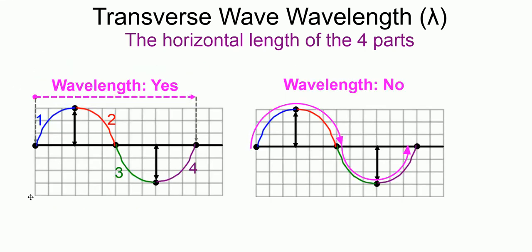Now, it's important to note here what wavelength is and what it isn't. It is this horizontal line that covers these four parts. What it is not is a line that goes along the actual wave itself. See this one traveling along the wave? That's actually called the wave, not the wavelength. So this is not a wavelength. The wavelength rather is back here. It's the horizontal length of these four parts.